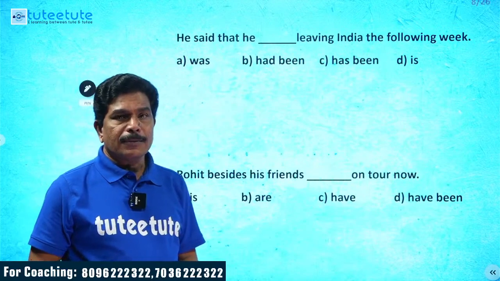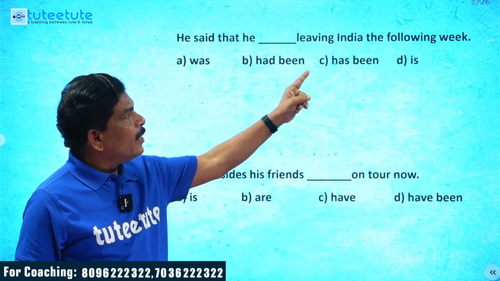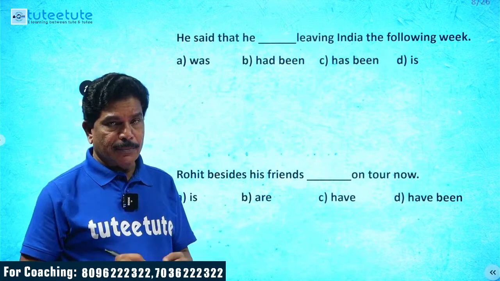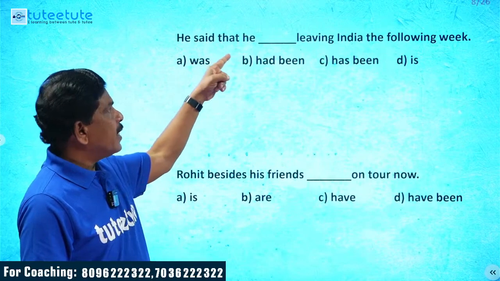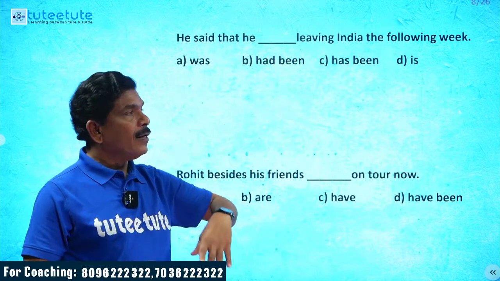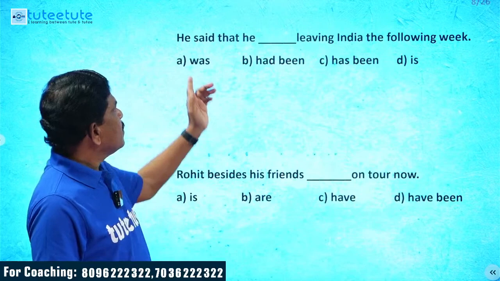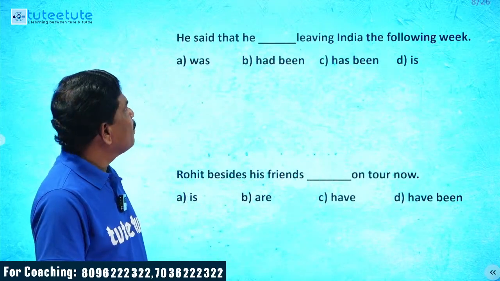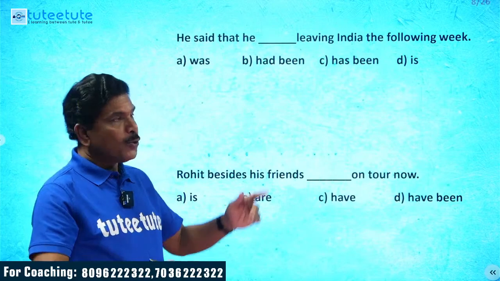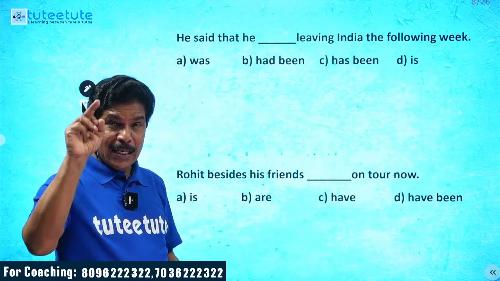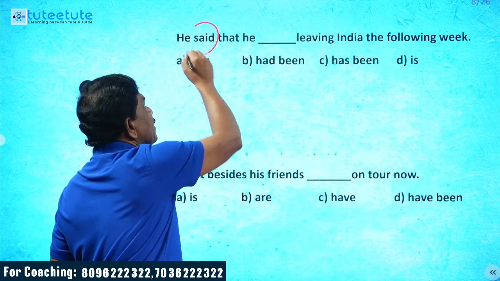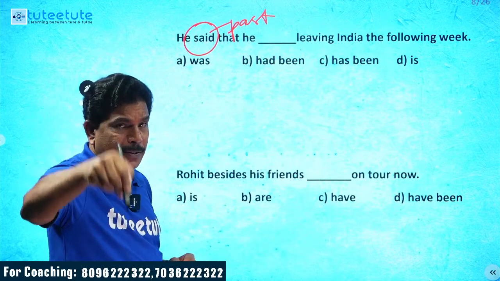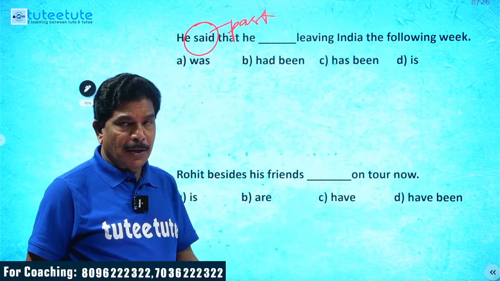Then, he said that he dash leaving India the following week. The sentence is given in the form of narration, reported form. Is it was, had been, has been, or is? Which is that? He said is past. So there is a time reference. Said clearly suggests the sentence is in the past tense.